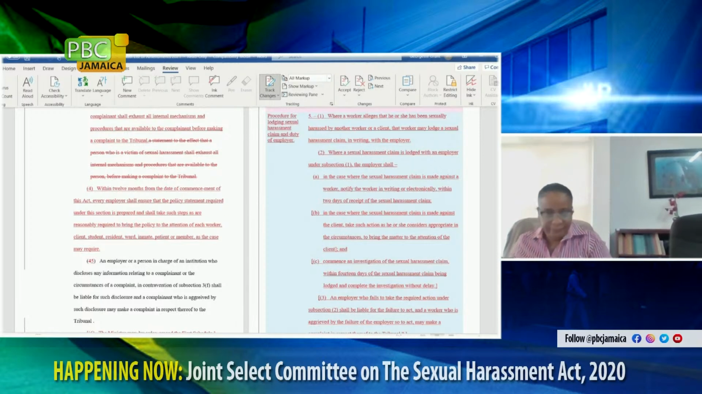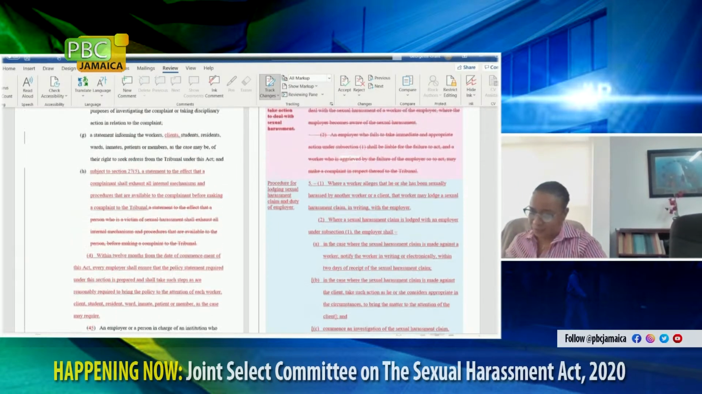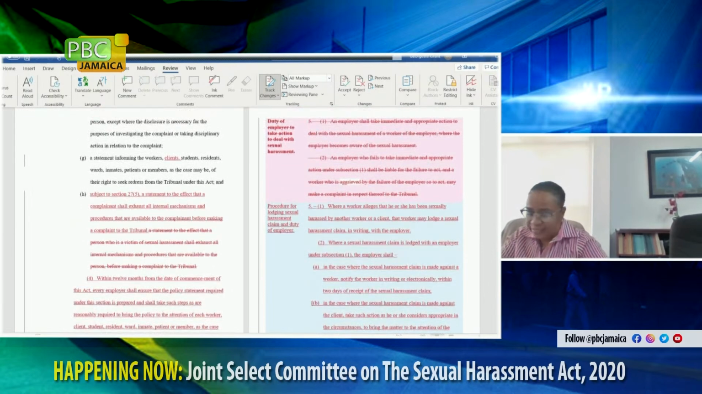Then we were asked to basically reformulate clause 5 and to provide for the procedure for a worker or a person who is in charge of a person at an institution to make a sexual harassment claim within their organization, and we did just that. So you see where we now delete clause 5 and substitute therefor the following, and I would read it into the record. The marginal note reads, procedure for lodging sexual harassment claim and duty of employer.